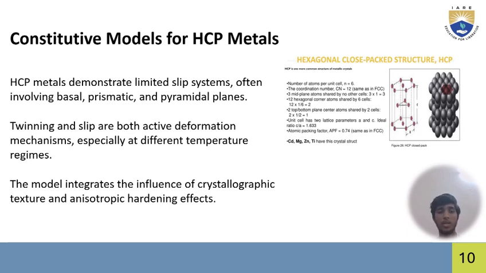HCP metals such as titanium or magnesium have a more complex deformation behavior due to their limited slip systems. Here, both slip and twinning are crucial for plasticity. Different planes, basal, prismatic, and pyramidal, become active depending on temperature and stress. The model includes the influence of texture and anisotropic hardening, which are key to predicting the deformation of HCP metals accurately.